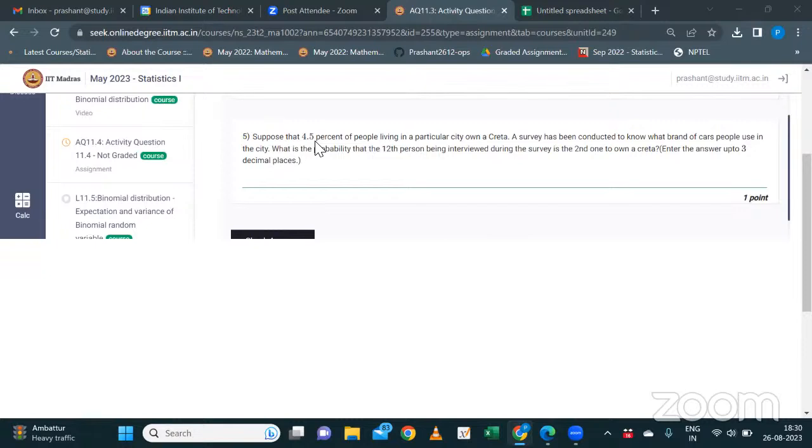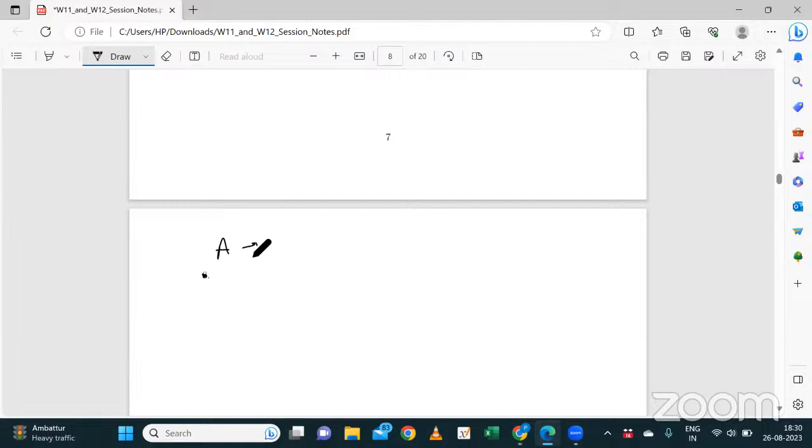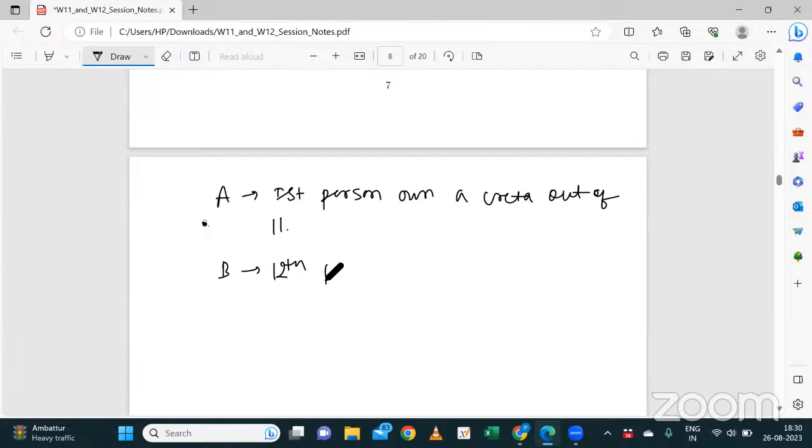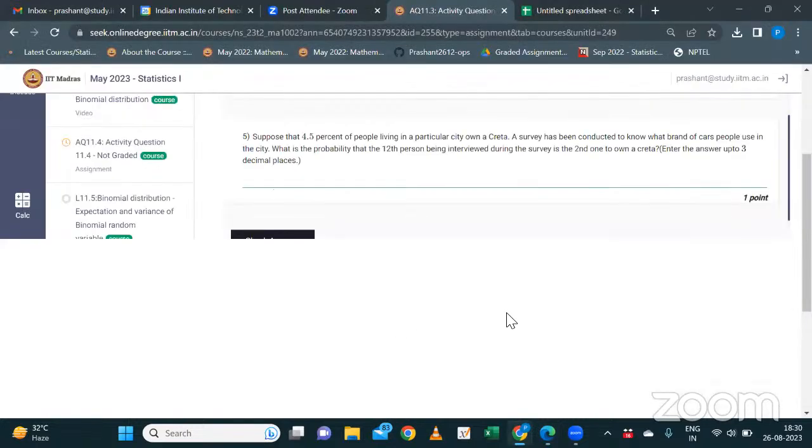Let me define an event like this. A is the first person owning a Creta out of 11, right? And B is the 12th person being the second one who owns the Creta, right? That's the scenario. Now, what the question asks is the probability of A and B.